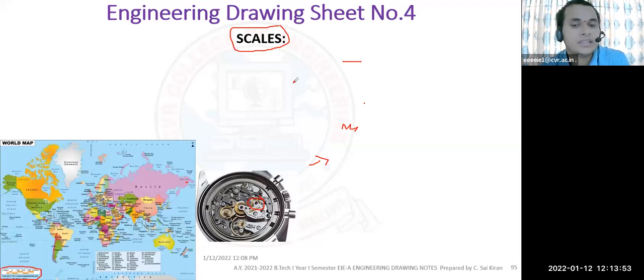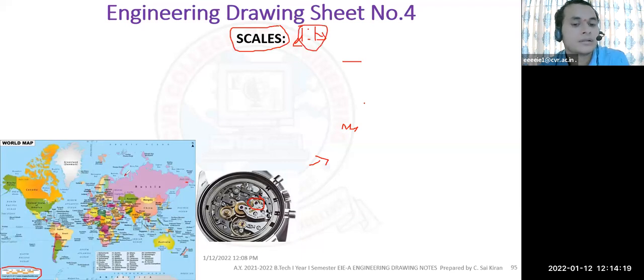In your previous sheets 1, 2, 3, we took the exact dimension. We did not reduce the dimension and we did not increase the dimension. We took the same dimension. That's the reason we write scale 1:1. Numerator is 1, denominator is 1. Whatever the actual dimension is, if the dimension drawn on the drawing sheet is the same, then we write 1:1.